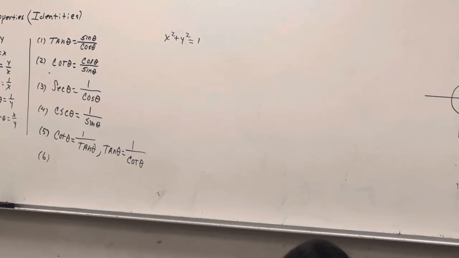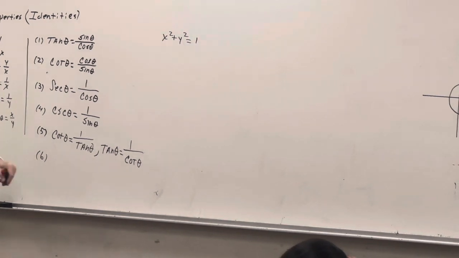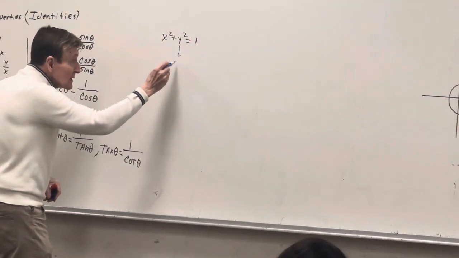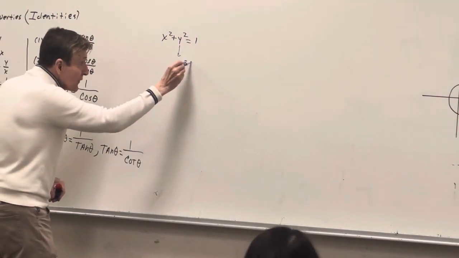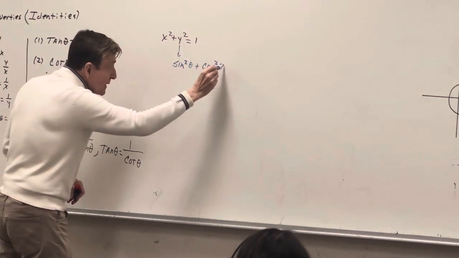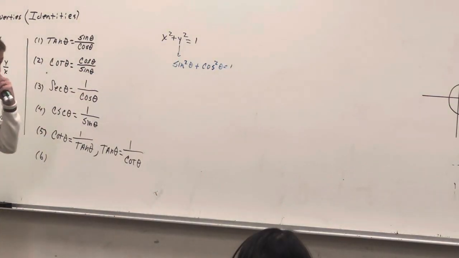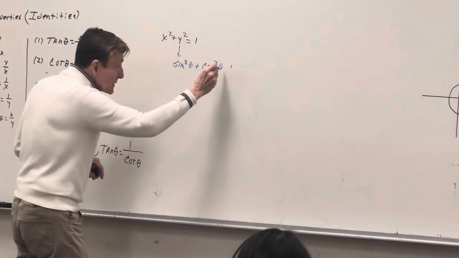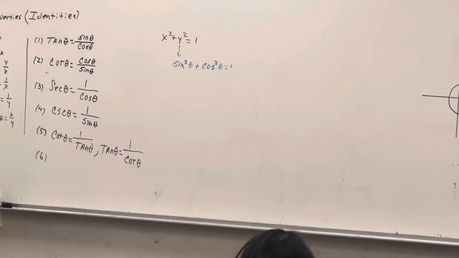Now, if that's true, this is what they do in the textbook. Cosine is x, and sine is y. So in essence, they place it in this order: sine squared theta plus cosine squared theta is equal to 1. That's the same as saying, guys, x squared plus y squared is equal to 1. They're saying sine squared plus cosine squared is equal to 1. Would you accept that?